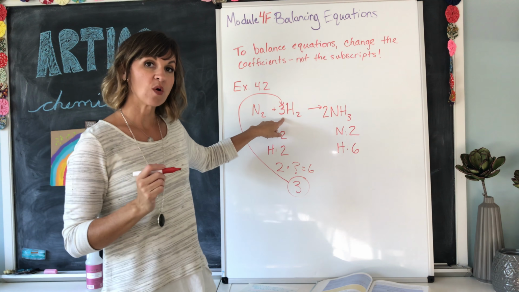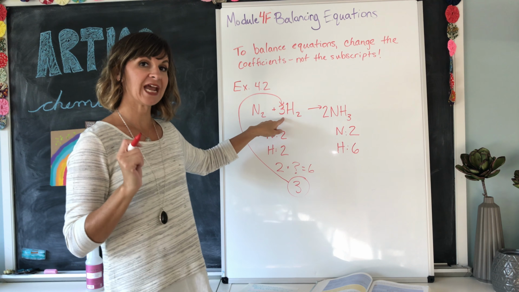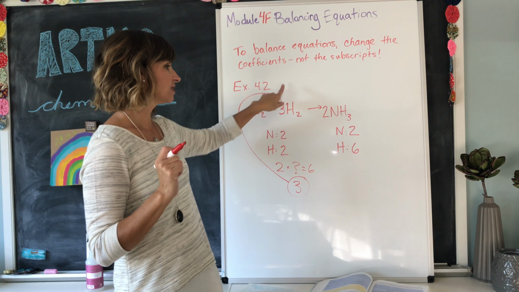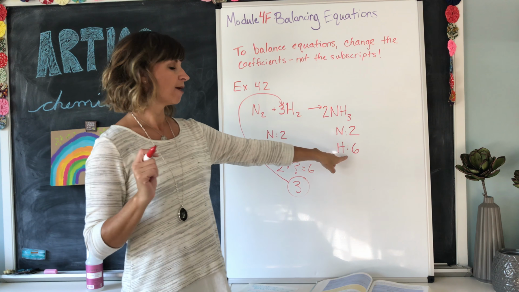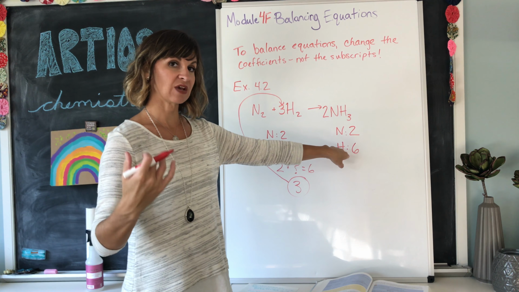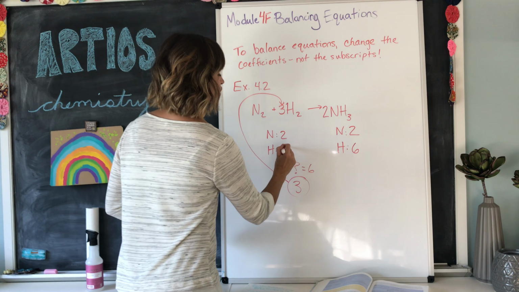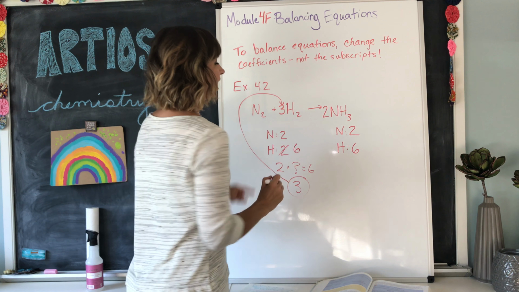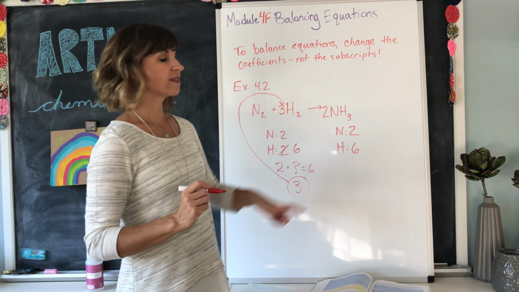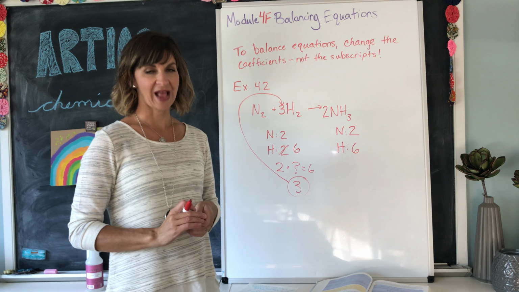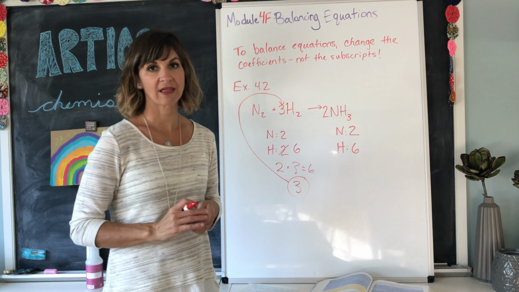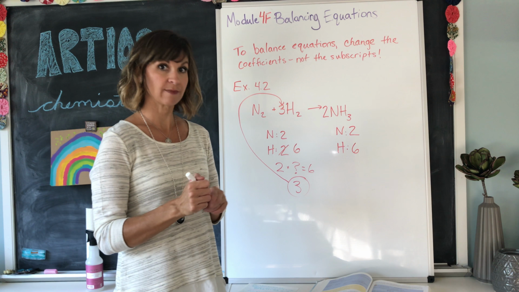Okay, if we have a coefficient of 3 before the H2, that will mean we have 6 hydrogens on the left, matching the 6 hydrogens that we have on the right. So this 2 becomes a 6, and now you can see that the reactants and the products are balanced. And that's how you balance an equation. That was a simple example. We'll try another one.